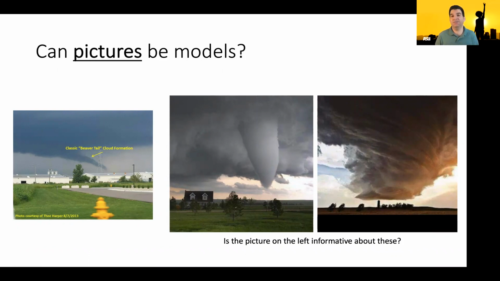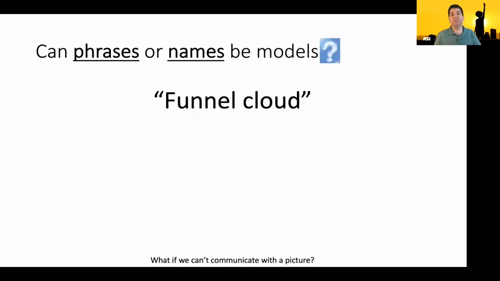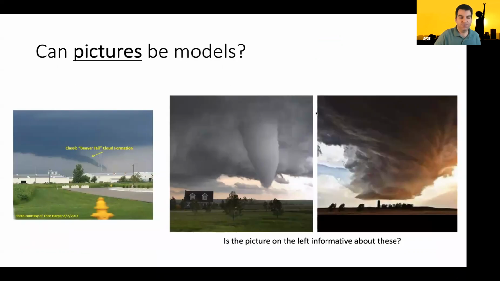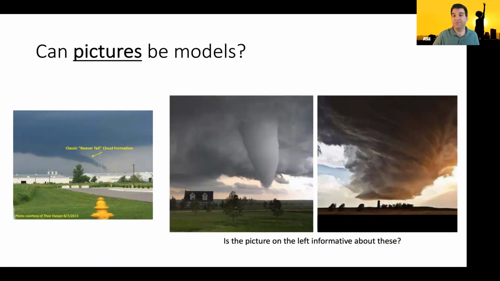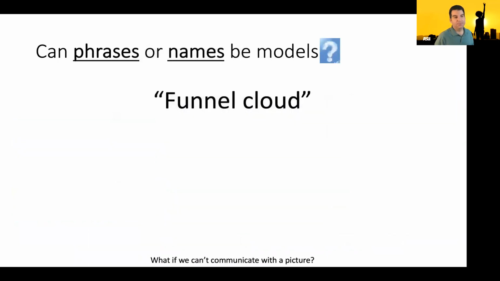So pictures can be models because they're communicating to us useful ways to make inferences about the real world. What's useful here is that by looking at this picture, I know that if I were to see any of these things in the real world, I can now make a useful inference about what's going on. Similarly, if I know what a funnel cloud is, if I see a funnel cloud, I can make a useful inference about what's going on and maybe get the heck out of there.